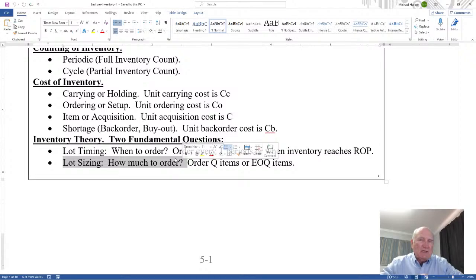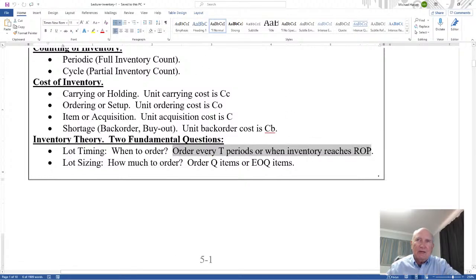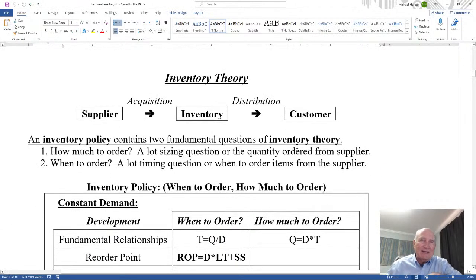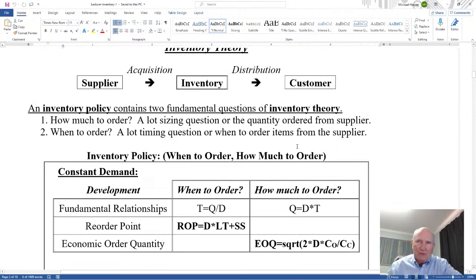So inventory management will start with having your forecasted demand, having your cost, and then saying, how much do I order and how often, or when, do I order it? Now, this information over here is a summary of what we will be covering today. And this will be in the homework. So, before I get into it in too much depth and detail, let's look at an overview here.